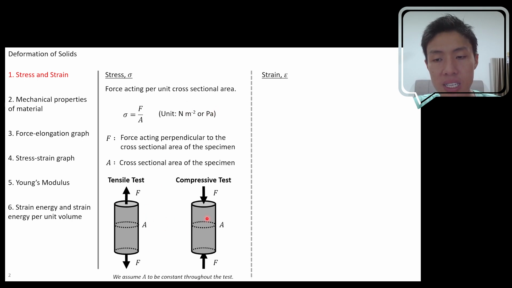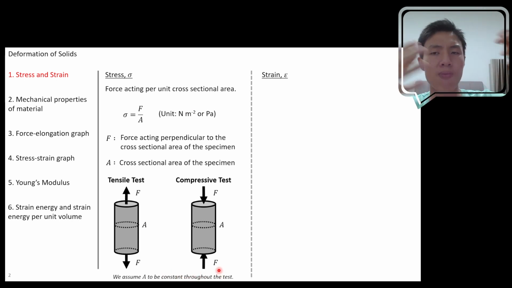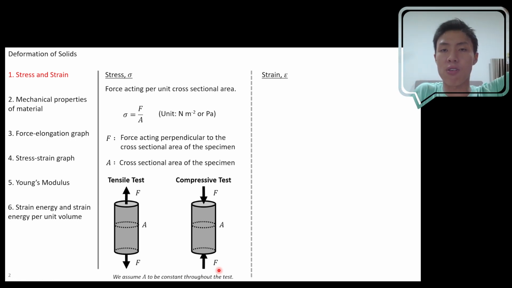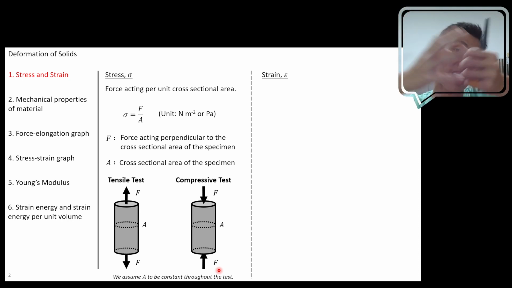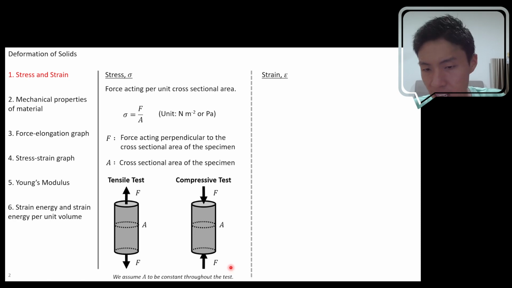During this test, we also assume that the area is constant throughout the test. Usually if you're stretching something, the thing will get thinner and thinner. Whereas if you compress something, the thing should get thicker and thicker, because you put it into a small area, so it should get thicker. You stretch it over a larger length, so you get thinner, right? But when we're talking about deformation of solid, we're going to assume that the area is constant throughout the test. There's a reason behind it. It's not exactly true, but we're assuming it. So this is all you need to know regarding our syllabus for stress.